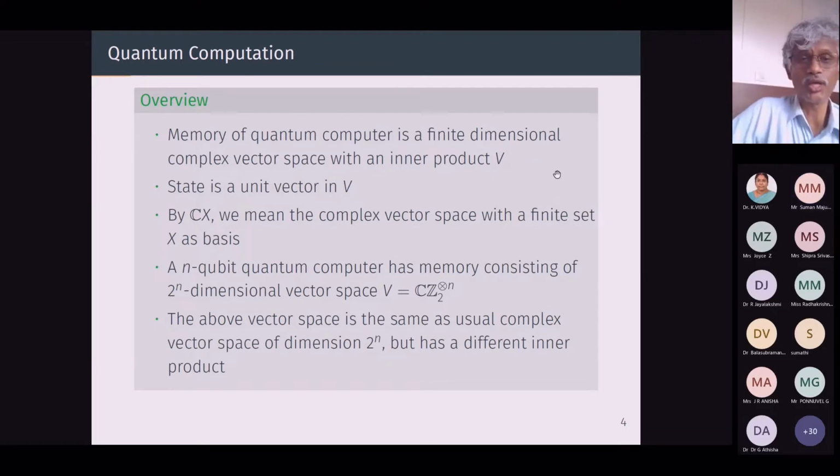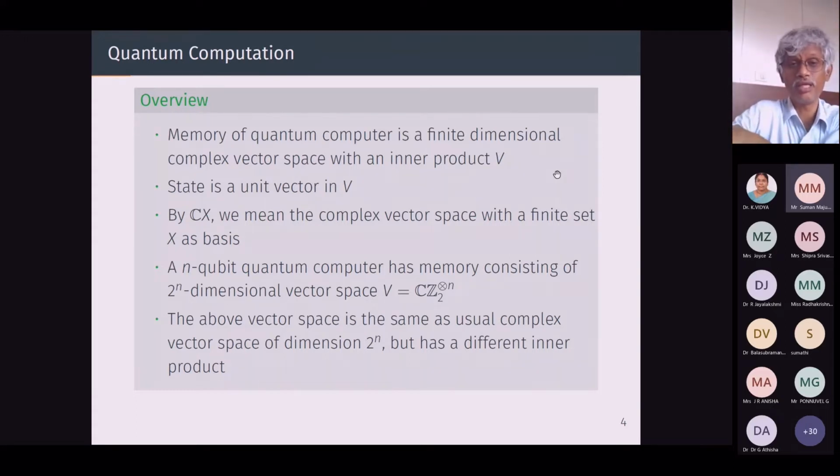OK, so an n qubit quantum computer. What we had in the classical case, we called it bit, and when you come to quantum, it is qubit. An n qubit quantum computer has memory consisting of a 2 to the power n dimensional vector space V equal to C^2 tensor power n. Let us just swallow this notation, this will come later. So we will have a 2 to the power n.